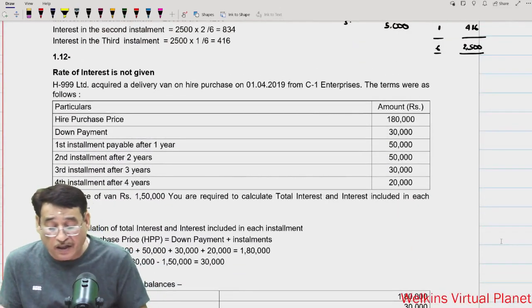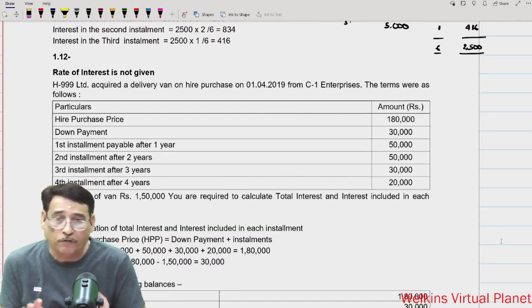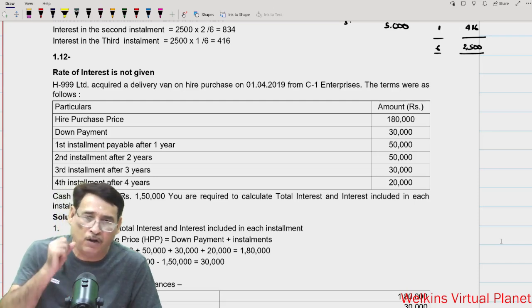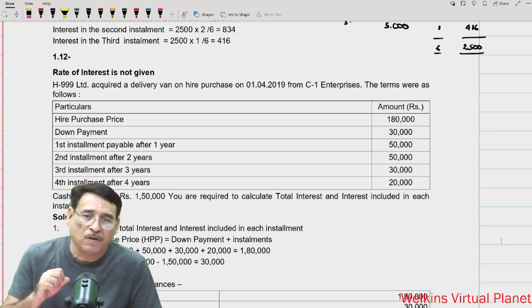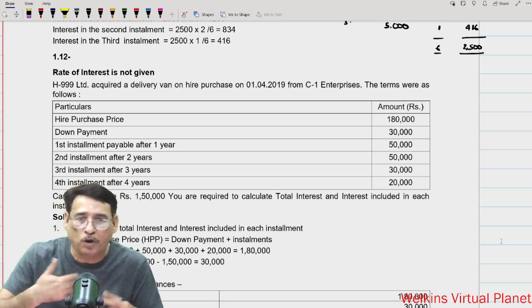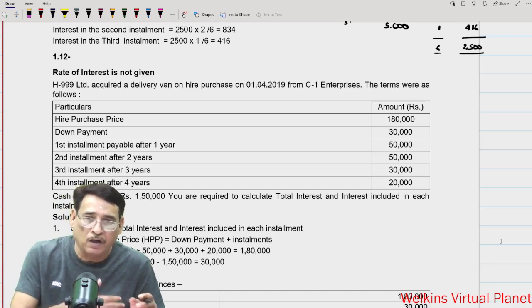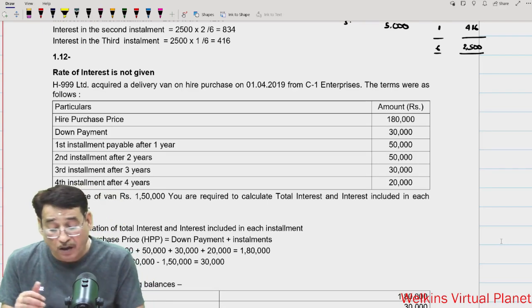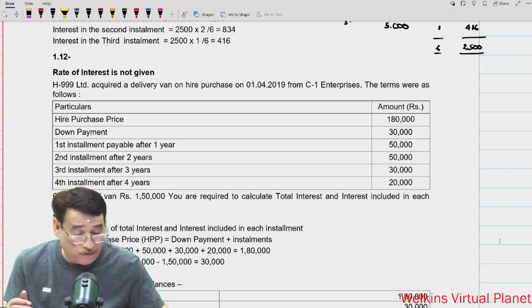Then there is another method of computation of interest. Generally, this method which we are going to do is not asked in the long questions, but some short questions could be asked of you related to computation of interest only. Correct? When rate of interest is not given, that you can do.